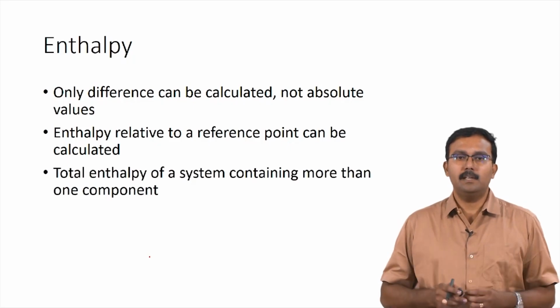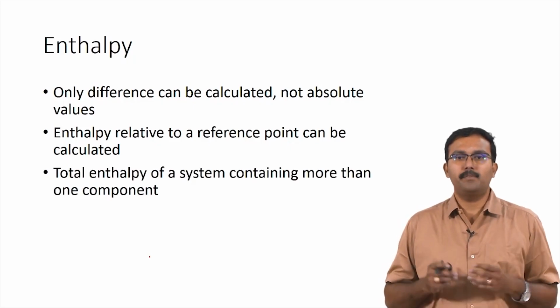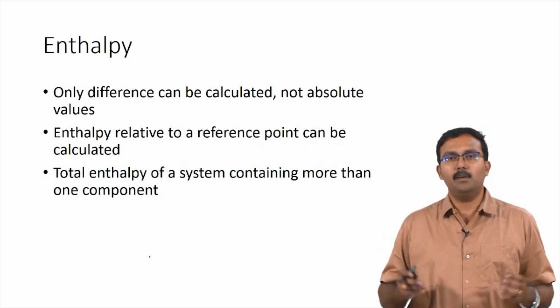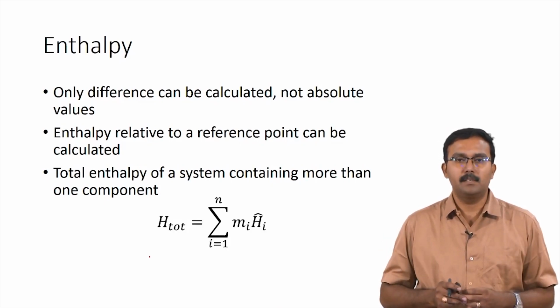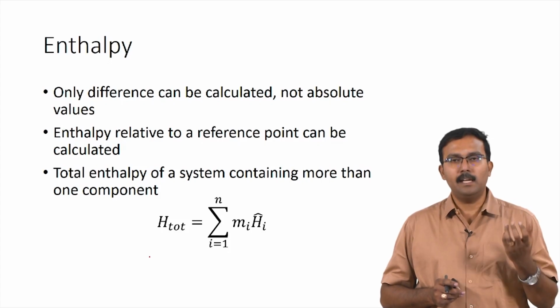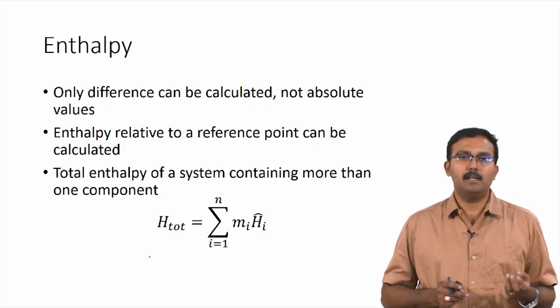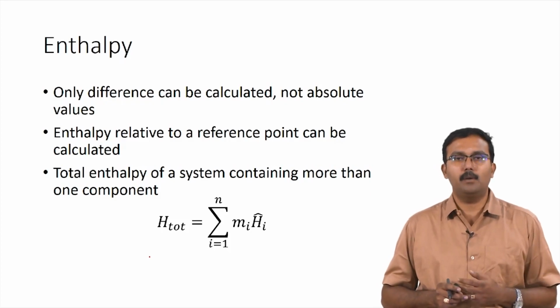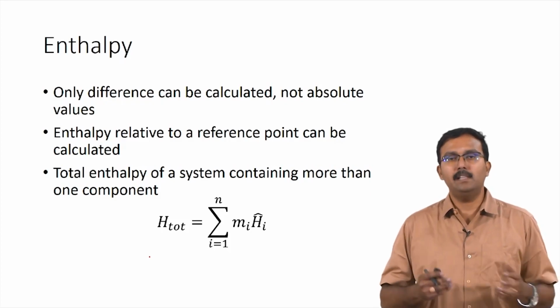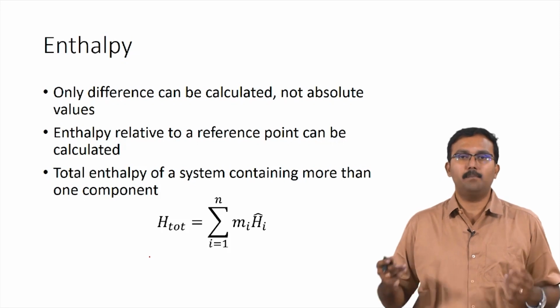You should also understand that the total enthalpy of a system which contains more than one component would be the summation of the enthalpies of the individual components. The enthalpy of an individual component can be calculated as the mass of the component times the specific enthalpy of that particular component, and the summation of all these enthalpies will give us the total enthalpy of the system.